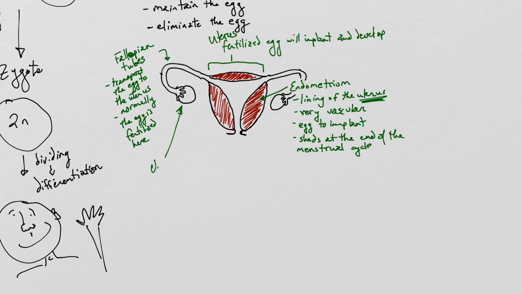These are the ovaries. That's one ovary, and there's another ovary on the other side. This is where the eggs mature.